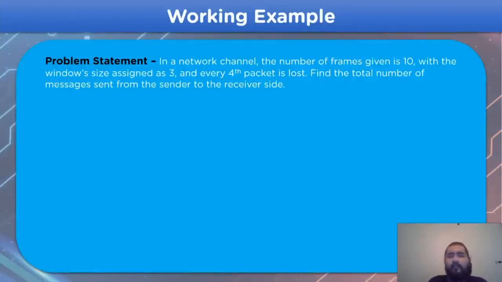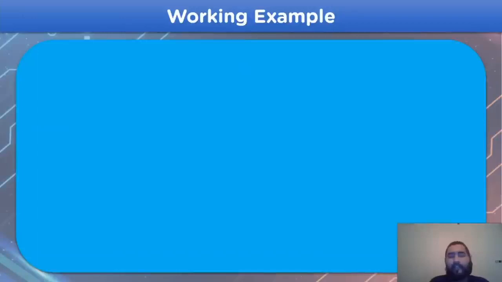From this question, we can get three main parts, that are the number of frames that are given is 10, the window size is 3, and every fourth packet is lost. Let's take a look at the options. Option A 27, option B 25, option C 22, and option D 29. I'll give you guys a moment to take a look at the question again. Now let's move on to the solution.